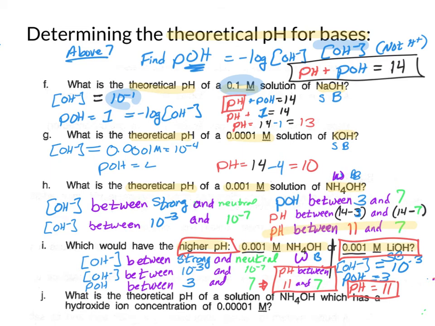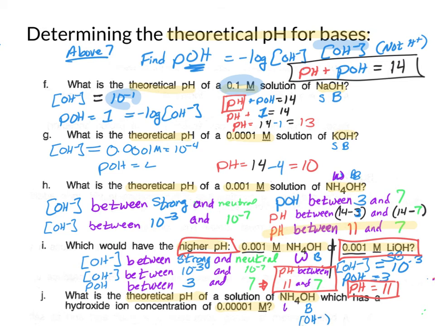When we look at letter J, it asks, what is the theoretical pH of a solution of ammonium hydroxide which has a hydroxide ion concentration of 0.00001 molar? It is a base, so it's going to tell us hydroxide.